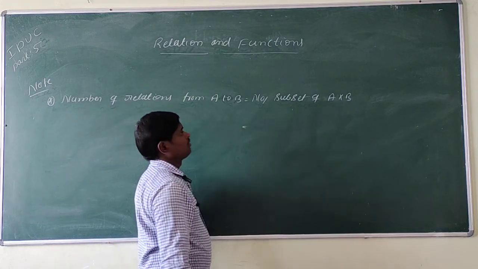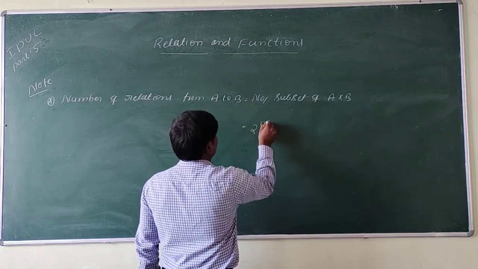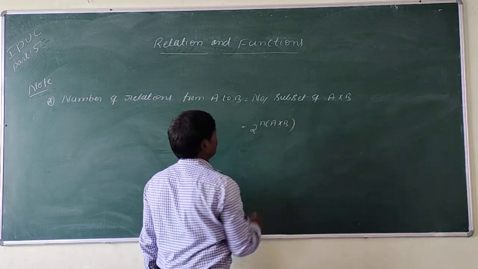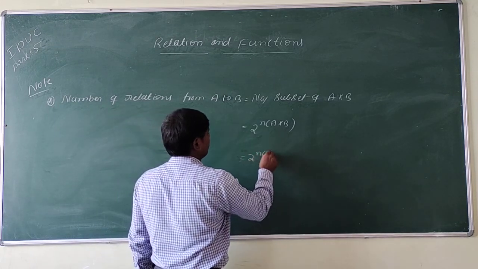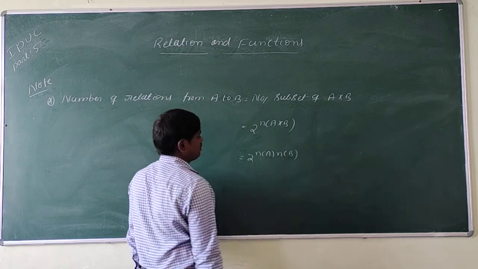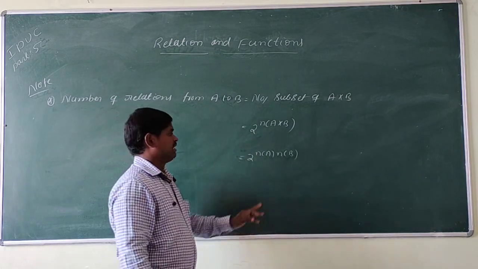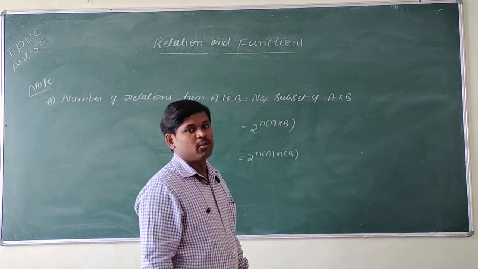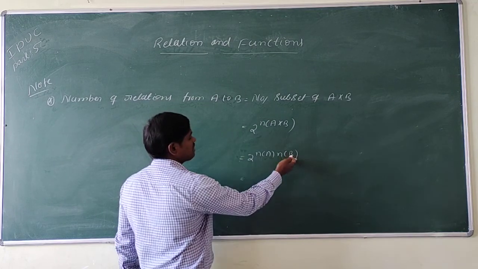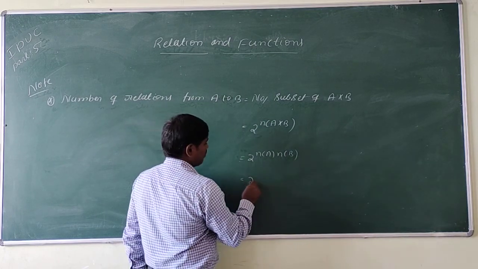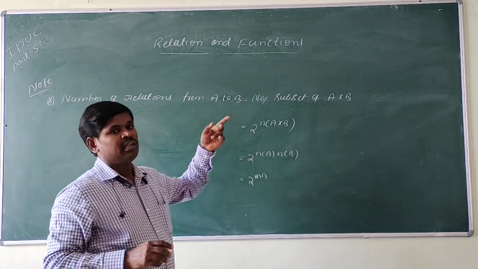Already you know that the number of subsets of A cross B is 2 to the power of n(A cross B). This is nothing but 2 to the power of n(A) into n(B), where n(A) is the number of elements in set A and n(B) is the number of elements in set B. Suppose A has m elements and B has n elements. Then the formula is 2 to the power of m into n. This gives the number of relations from A to B.